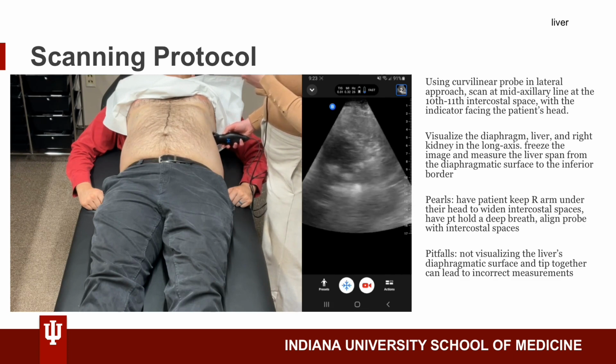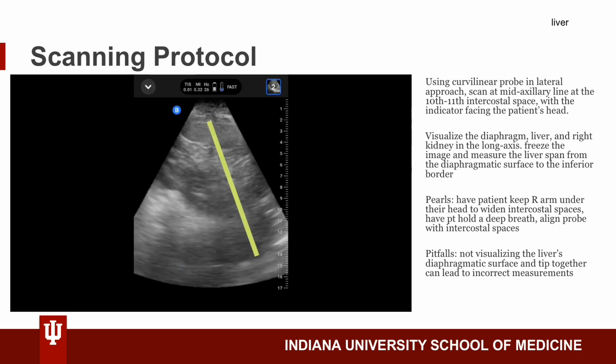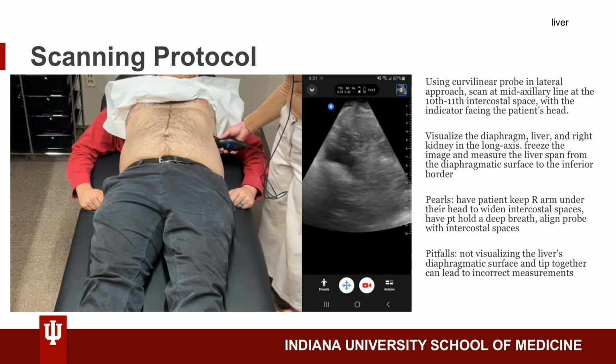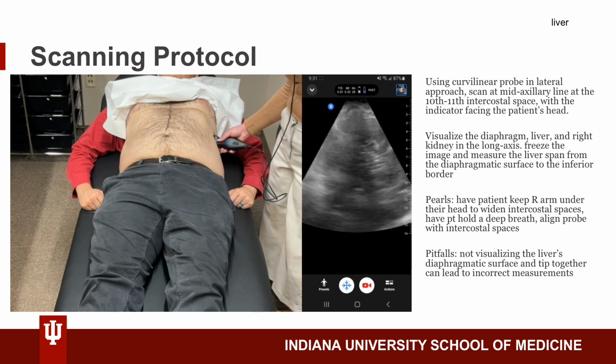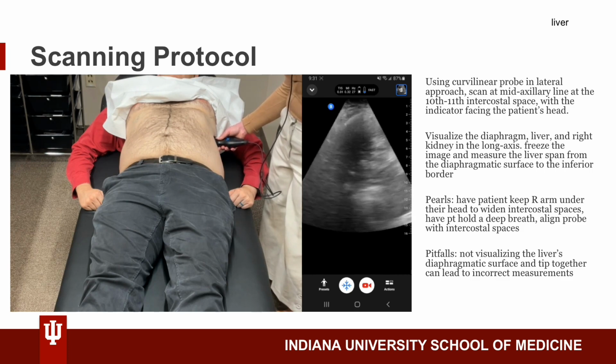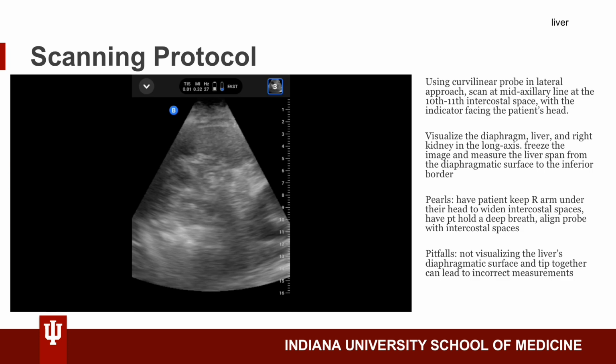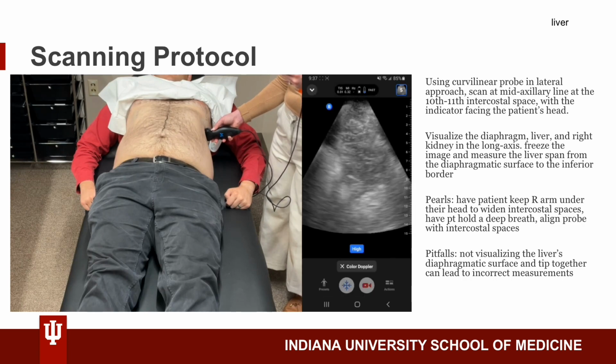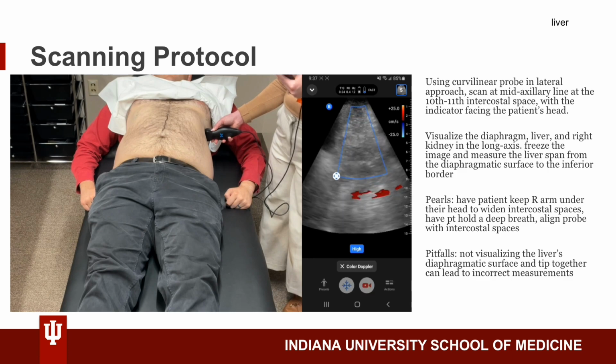And some tips for this scan is you can have your patient place their right arm under their head like they're relaxing at the beach to kind of open up those intercostal spaces. Similarly, you can have them hold a deep breath and always do your best to get in between those intercostal spaces. Trouble with this scan is if your window is kind of narrow, you might not visualize the entirety of the liver's diaphragmatic surface and tip all together at once on the screen. This can lead to overestimation or underestimation in your measurements.